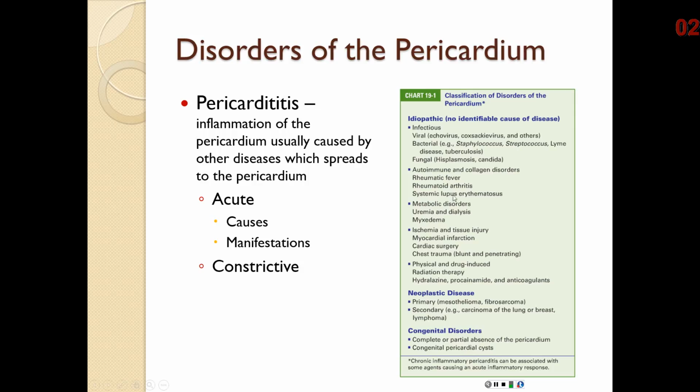You see autoimmune disorders, metabolic disorders, myxedema, which we recall from hypothyroidism. Any kind of cardiac surgery or cardiac trauma can lead to this sort of inflammation. There are medications that can do this. Cancers will do this, and then there are congenital disorders. So lots of things can lead to that inflammation that occurs.